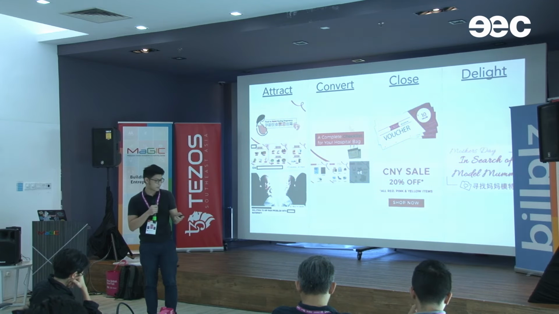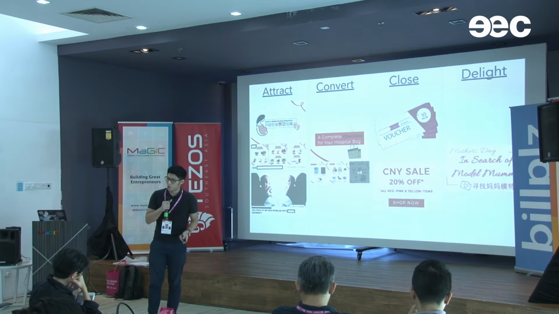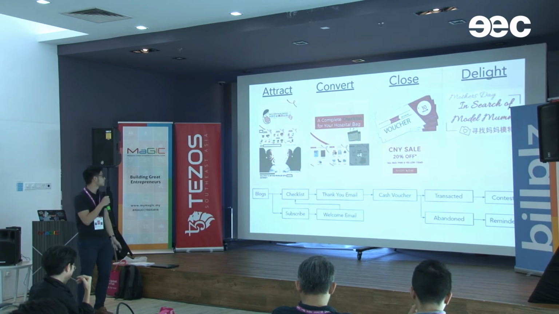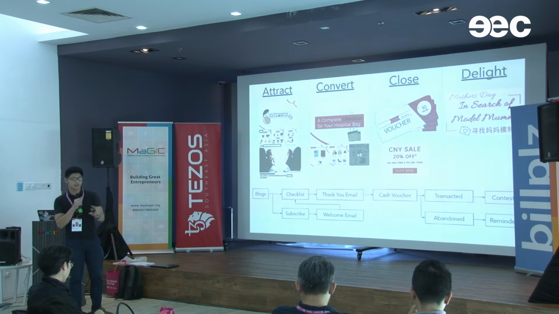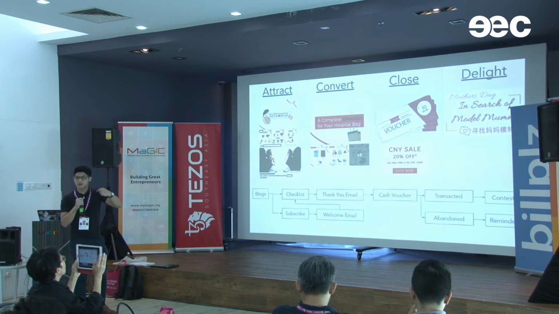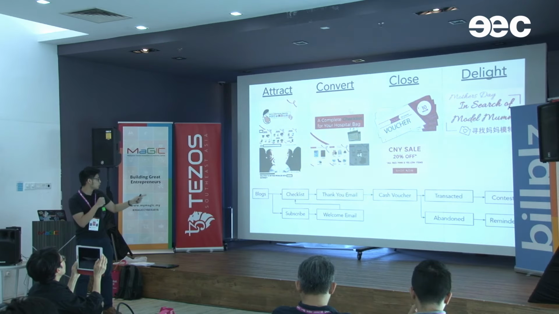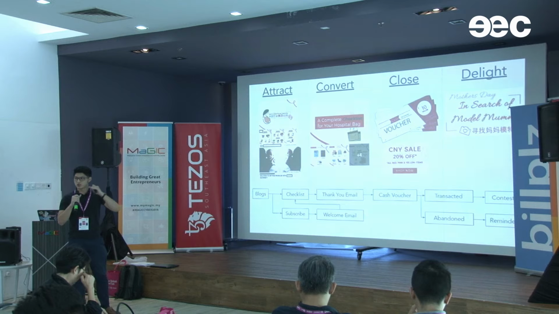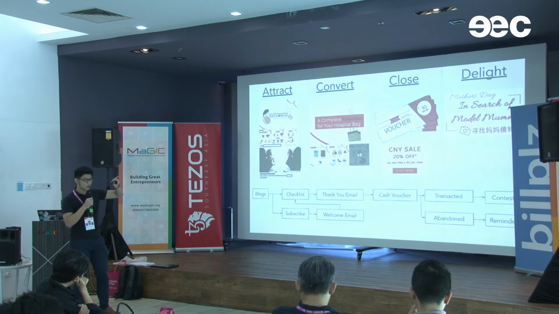Yeah? Okay. So how would the workflow look in this scenario? It looks like this. Yeah, it looks a bit complicated. So we create blogs, we create contents. For people who came to our website, we need to retarget them. We need to get them to download the checklist. For people who downloaded the checklist, we need to send them a thank you email, saying, hey, thank you for downloading the checklist, and the ebook is attached below this email.